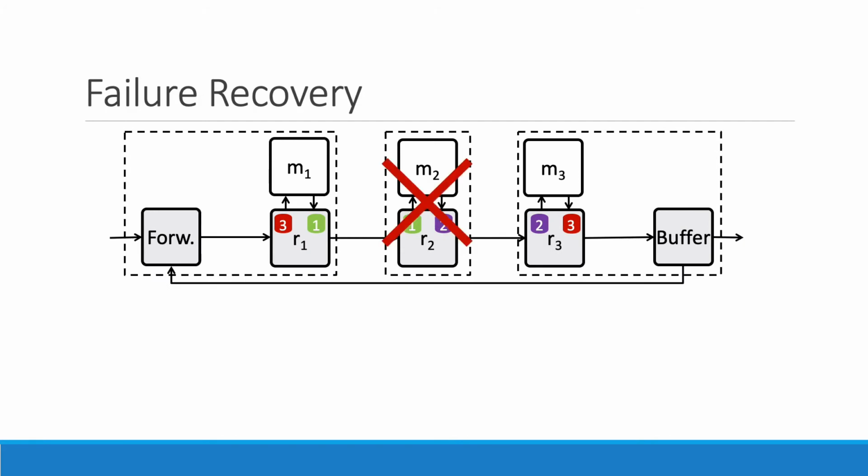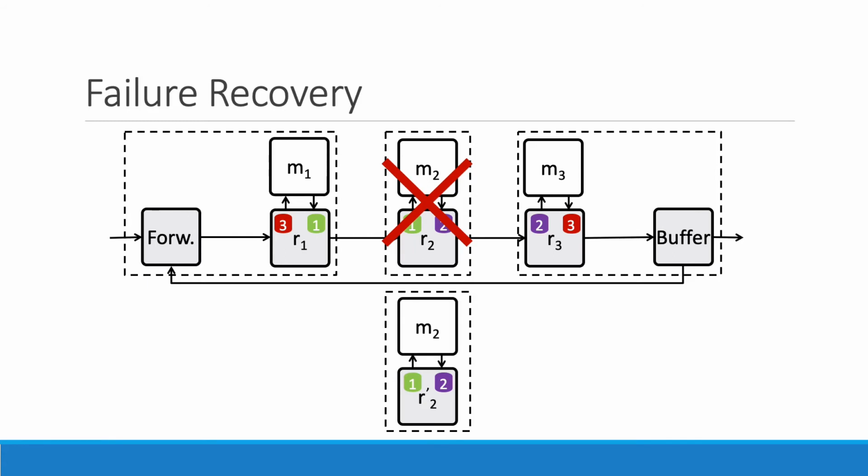Upon a middlebox failure, FTC selects a server and instantiates a replica. This replica concurrently fetches the lost state, including the state of M1 and M2. Once the state is fetched, FTC instantiates M2. Then FTC reroutes the traffic towards and from this new middlebox.